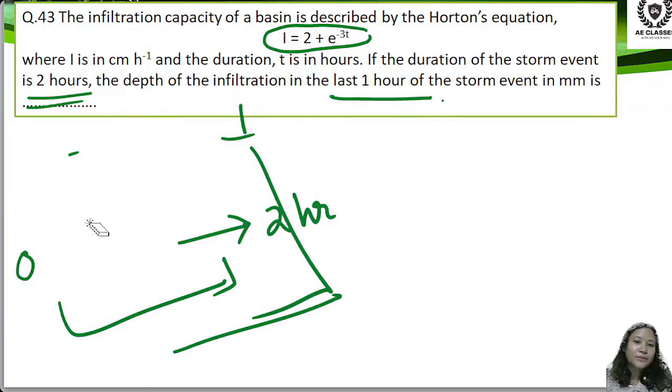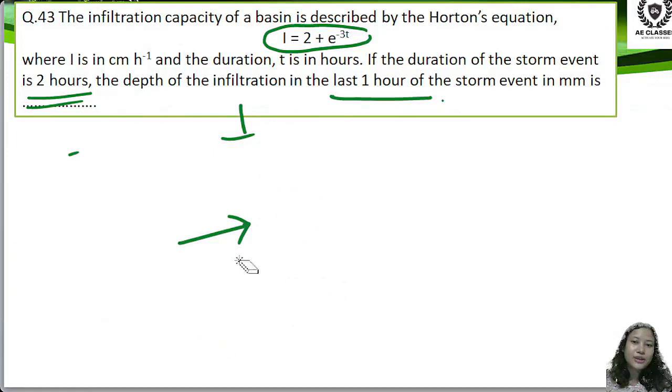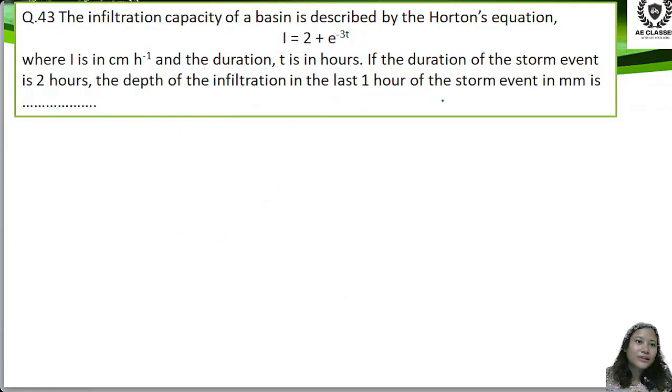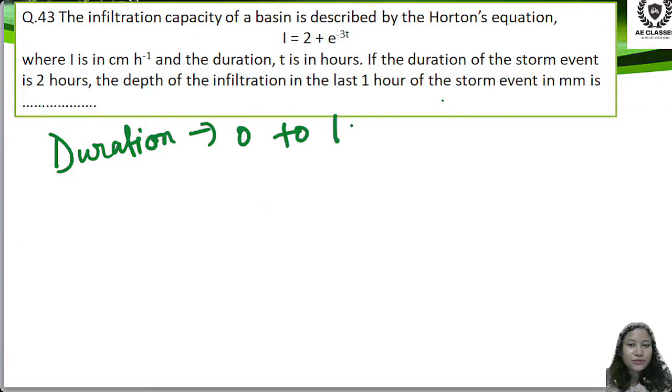Calculus, everybody remembers, I guess. Engineering students should know it, right? A little bit of calculus, derivations and integrations. All right, so you see, the duration, let me just write it down for you. The duration is 0 to 1 hour to 2 hour.